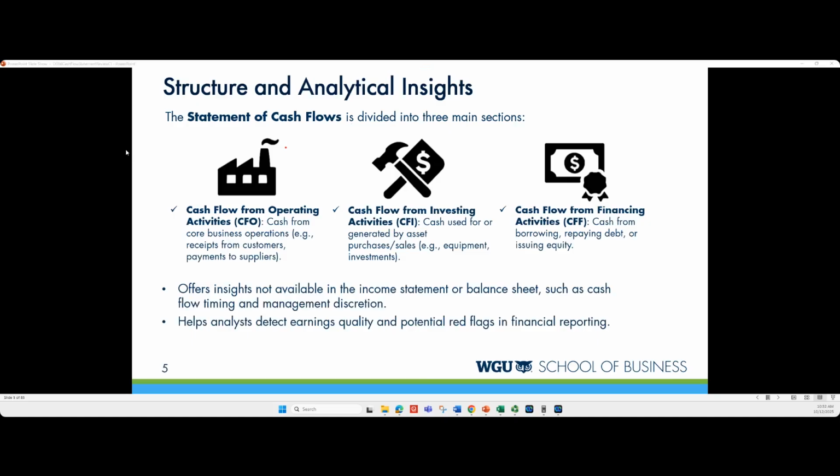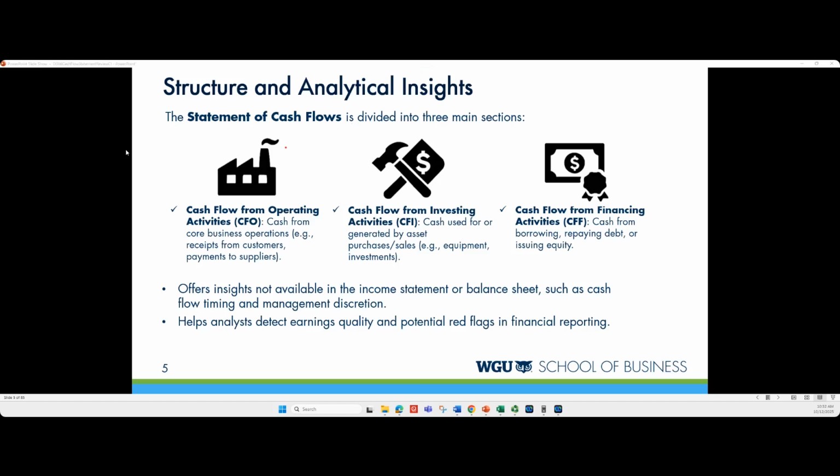The cash flow statement is divided into three primary sections: cash flow from operations, cash flow from investing, and cash flow from financing. So let's talk about each section. The cash flow from operating activities section shows us how the firm generates cash from its core business operations: receipts from customers, payments to suppliers. It focuses on the items that are coming in from the income statement, like net income and the add back of depreciation expenses. And then it takes into account changes in working capital accounts, like accounts receivable, accounts payable.